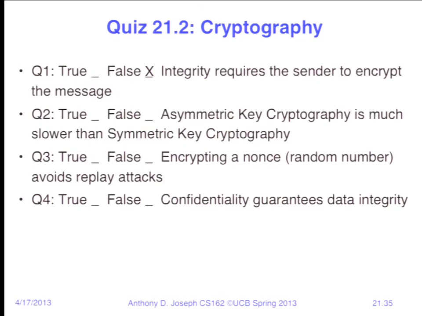Second question, asymmetric key cryptography is much slower than symmetric key cryptography. Yeah, that's true, right? Because of the exponentiation operations we have to do, it's going to be slower than the operations that we do with symmetric. And also, symmetric in some cases is actually encoded right into the hardware, the instructions, and that's going to make it run even faster than a software library that we're using.